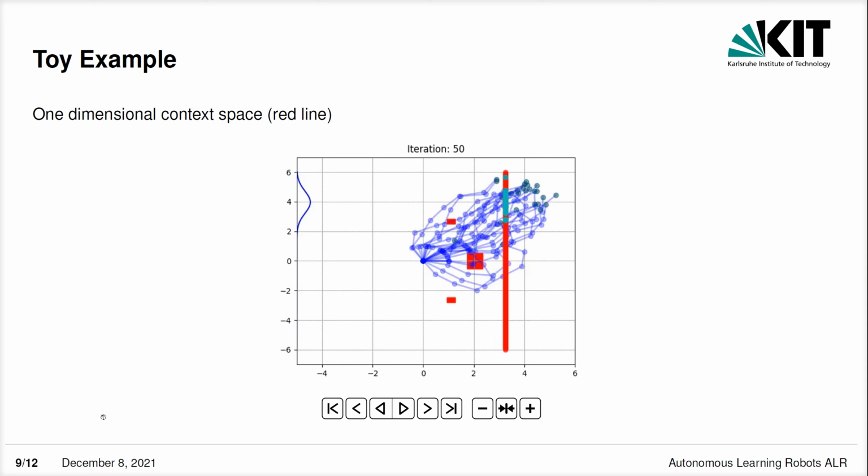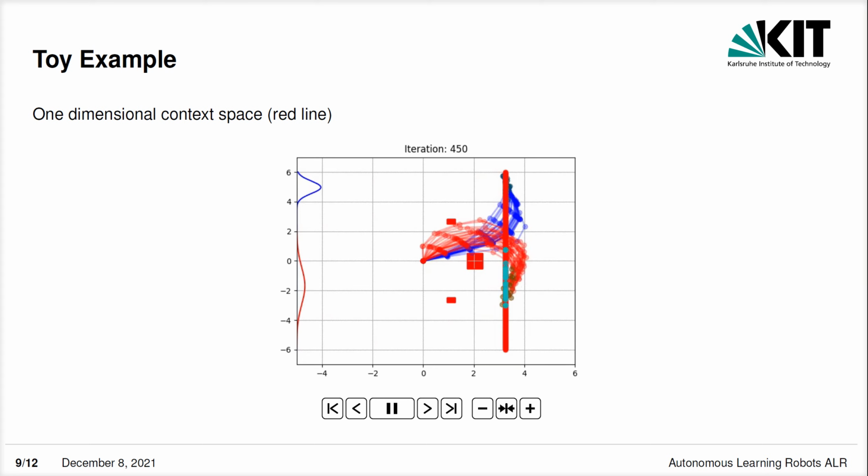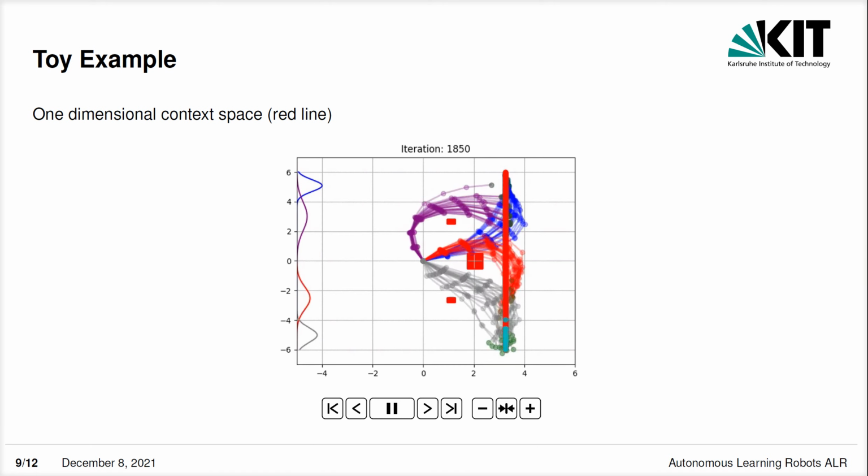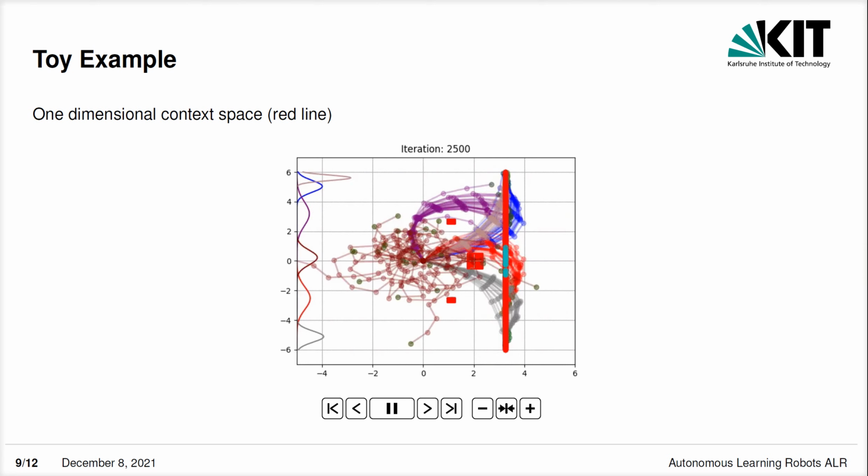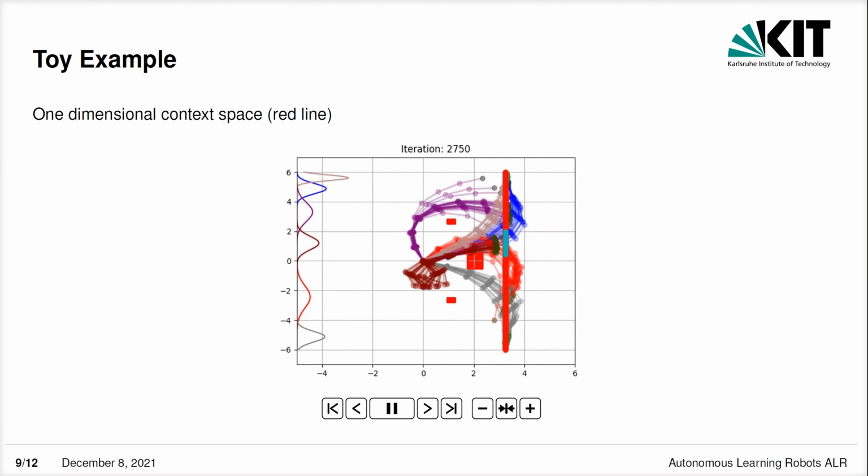In this toy example, we visualize the properties of the algorithm. The task for the planar robot is to reach the one-dimensional line to the right, which forms the one-dimensional context space, by avoiding the red obstacles in the middle. Samples of a component are plotted in one color, where the corresponding local component-wise context distribution is plotted to the left in the same color.